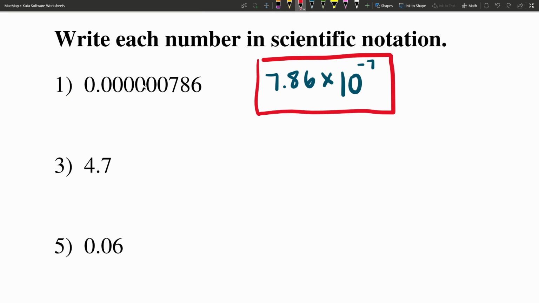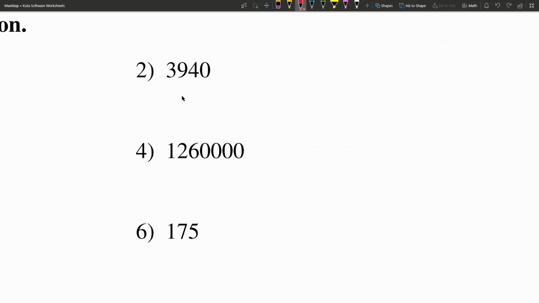Let's move on to number 2, continuing these concepts. In number 2, we have 3,940. Remember, we want this in the form of a ones place followed by the remaining part of that decimal. So if we would like this to just be a number in the ones place, we would need the decimal to be here. So that 3 is in the ones place and 940 is for that decimal. But because this 0 is a trailing 0, we would not need to include it. So we could just simply write this as 3.94 times 10 to the, well, let's figure out that power.